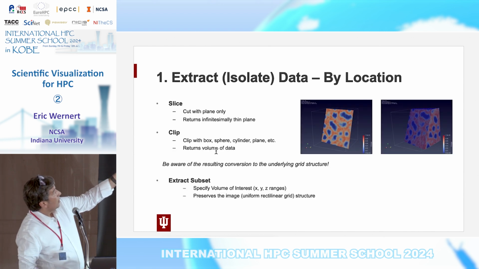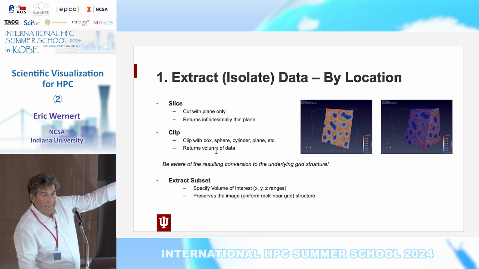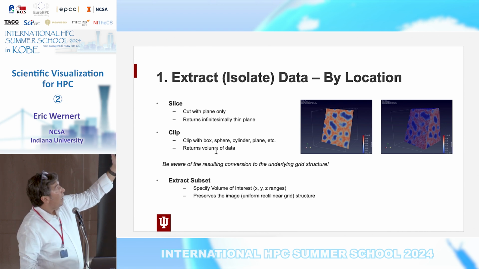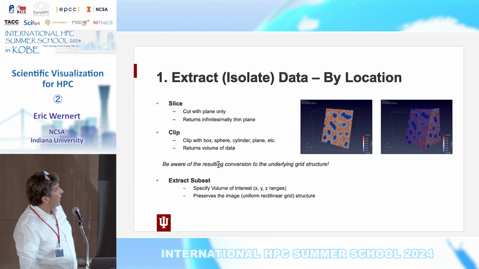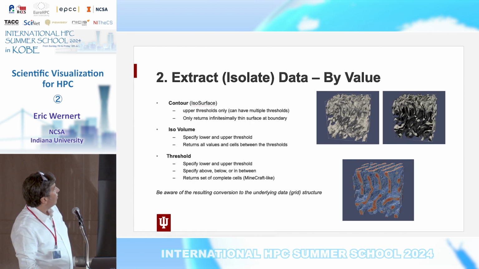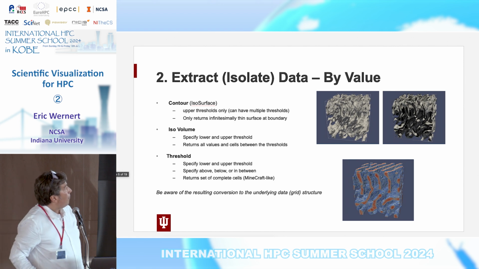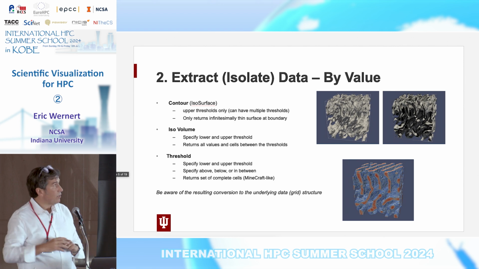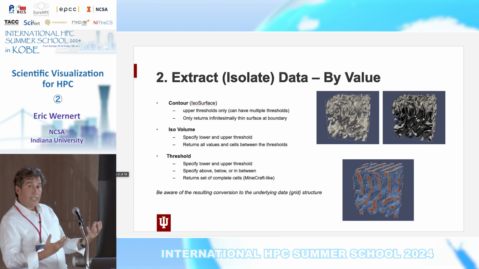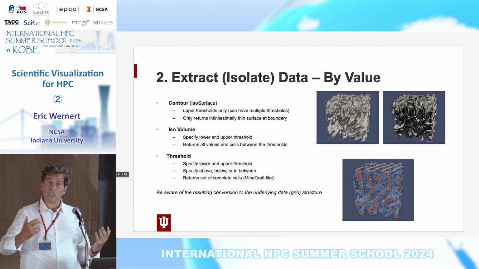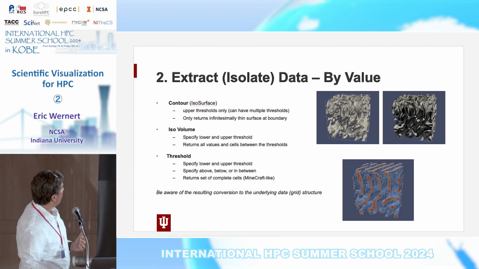So what might that look like? Well, anytime you are slicing or clipping the data, you are isolating a subset of the data based on its location in the data set. When you do things like an iso contour or something called thresholding, which preserves the individual cells, you are extracting data by value. So these are all types of analyses. It doesn't seem like it, but you are doing analysis.